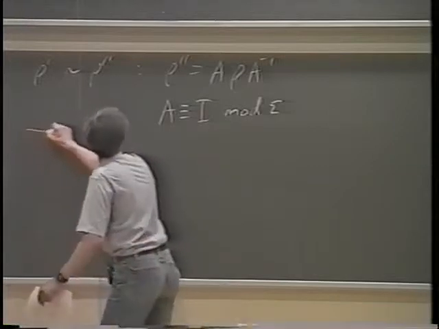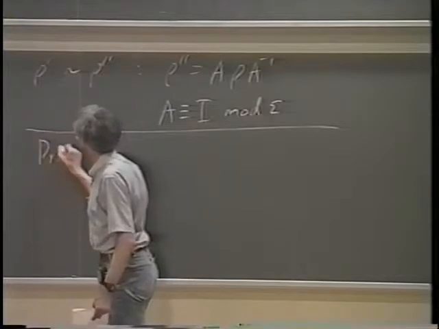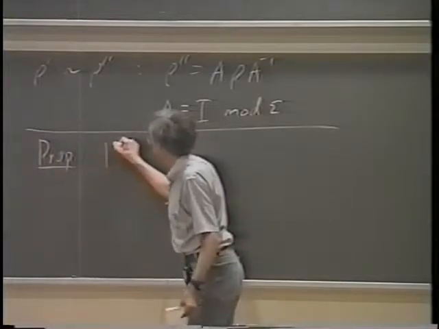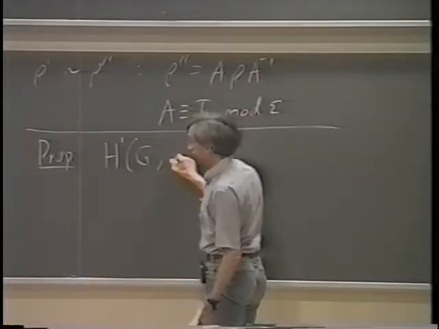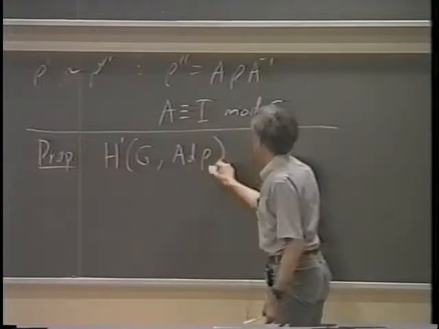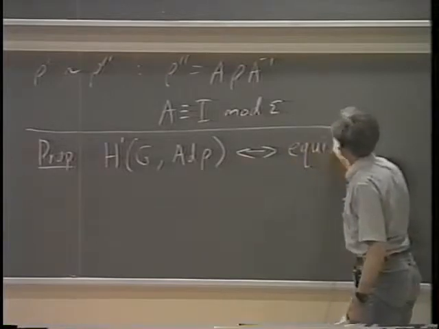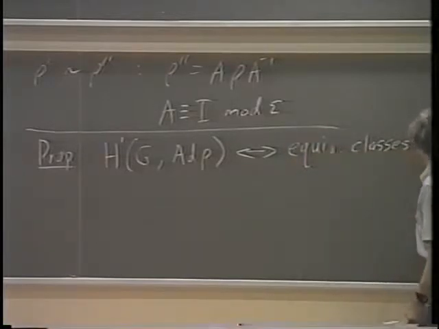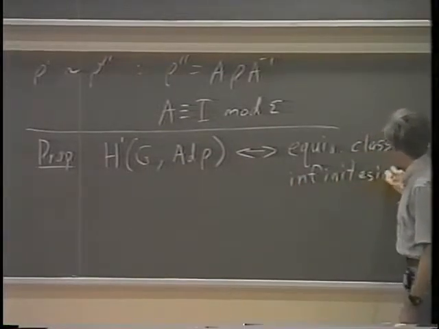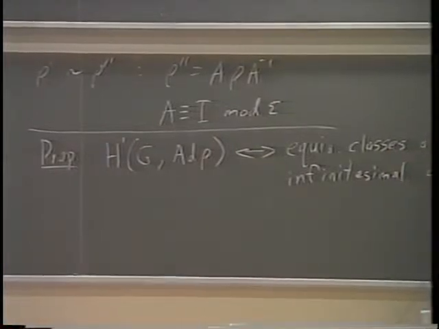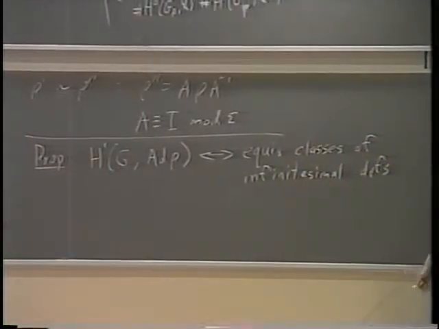Anyway, the point is, and this is really why Galois cohomology comes into Weil's proof at all, is the proposition that H1(G, add rho) is in one-to-one correspondence with equivalence classes of infinitesimal deformations. Or if you just wanted to define a deformation as being an equivalence class, you could leave off the first line. So what's add rho here?